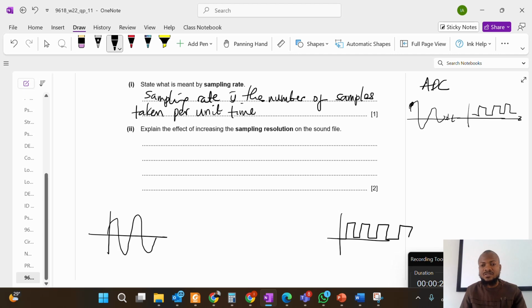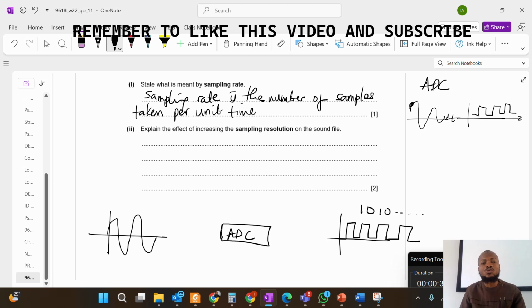It will be ones and zeros. And this is an analog signal. Then we need a device, an ADC, which is an analog to digital converter, to convert this analog signal to a digital signal. So how does it convert it? It converts it by representing this analog amplitude, the varying amplitude, as bits. So the number of bits that is used to represent this analog signal is what we call sampling resolution. I hope this is understood.